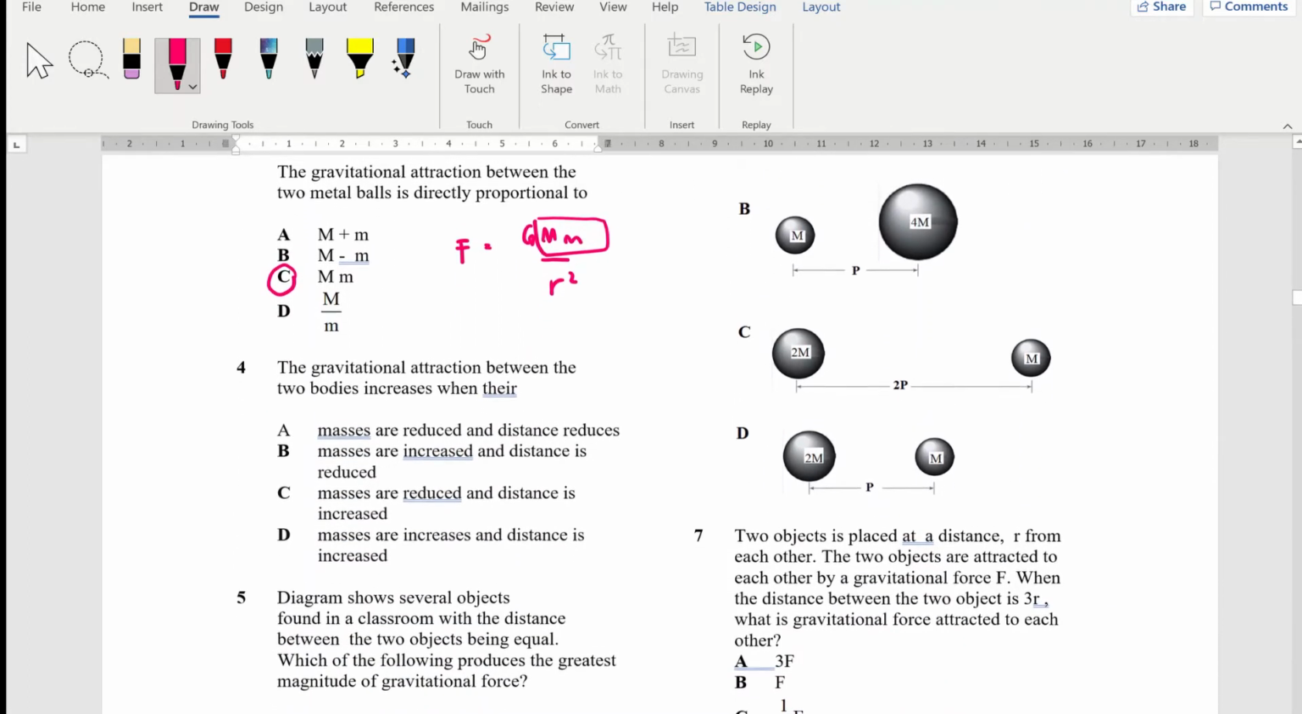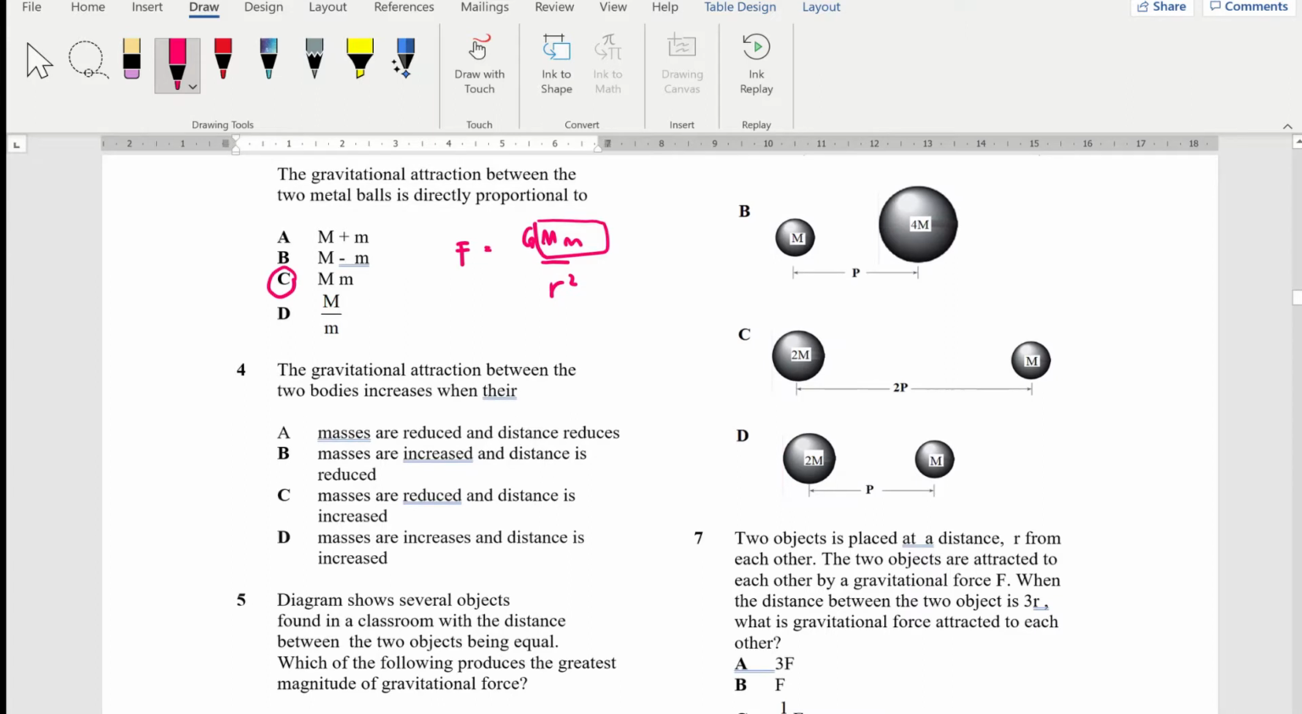Number 4, the gravitational attraction between the two bodies increase when they are. Okay, kalau kita tengok relationship, kita akan tengok F directly proportional to the product of the mass but inversely proportional to the distance. Therefore, mass kena increase. Gravitational attraction is of course dia punya force. So, bila kita nak increase, maksudnya kita kena increase dia punya mass dengan decrease dia punya distance. Jadi, jawapannya ialah bola lah.